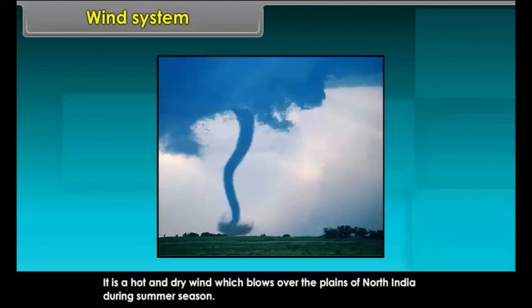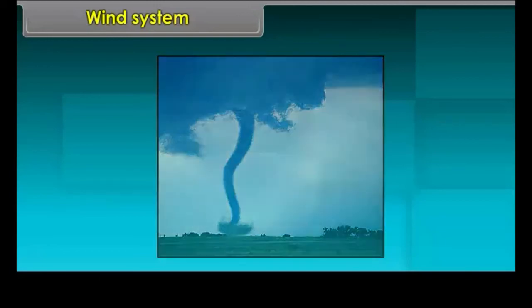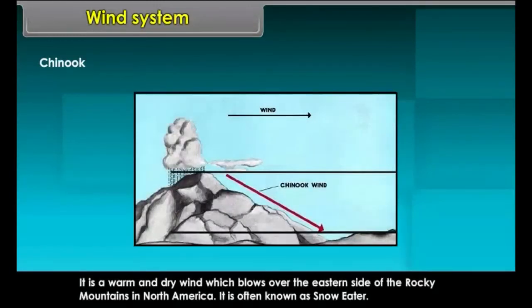Lu. It is a hot and dry wind which blows over the plains of North India during summer season. Chinook. It is a warm and dry wind which blows over the eastern side of the Rocky Mountains in North America. It is often known as snow eater.